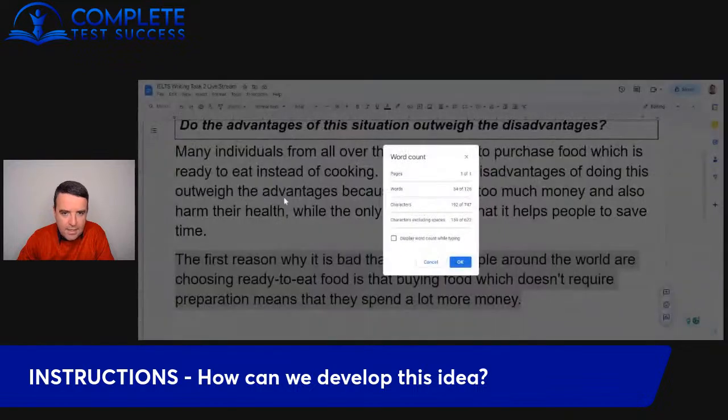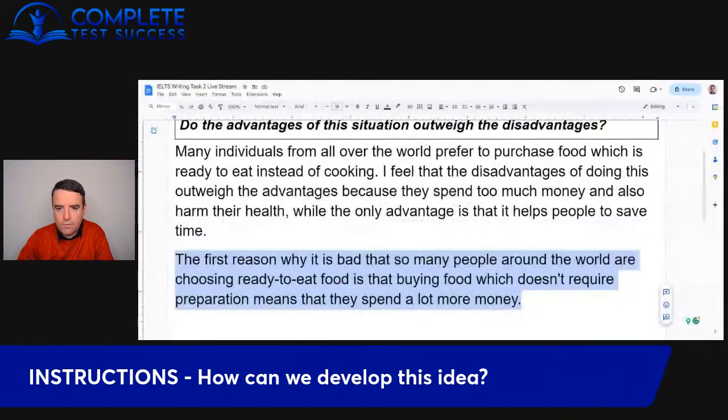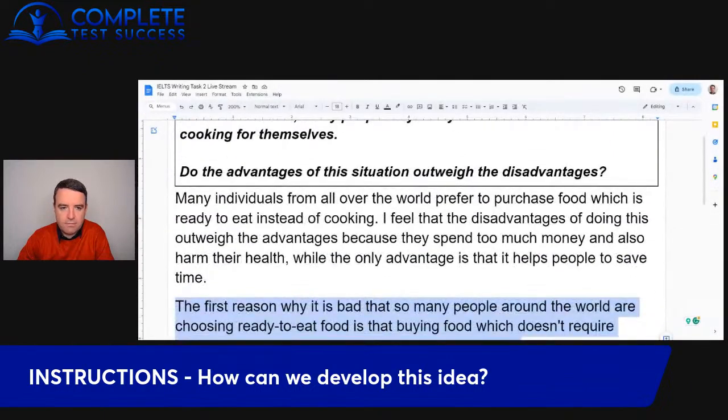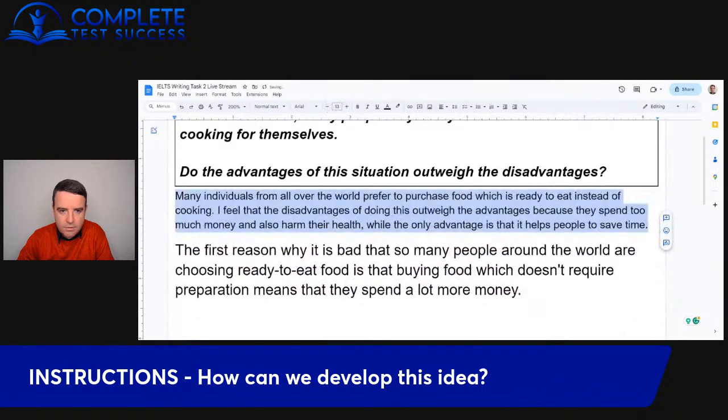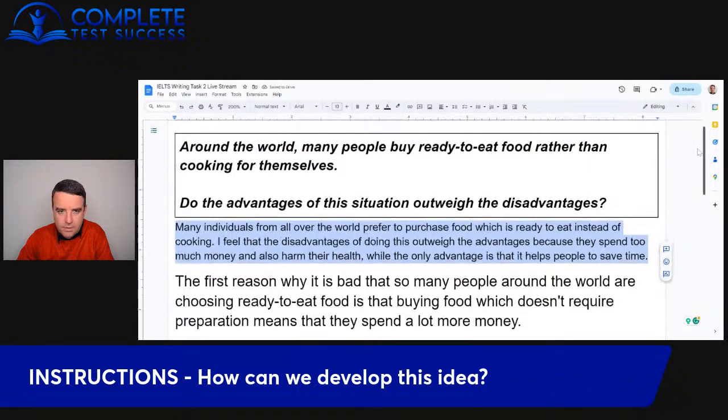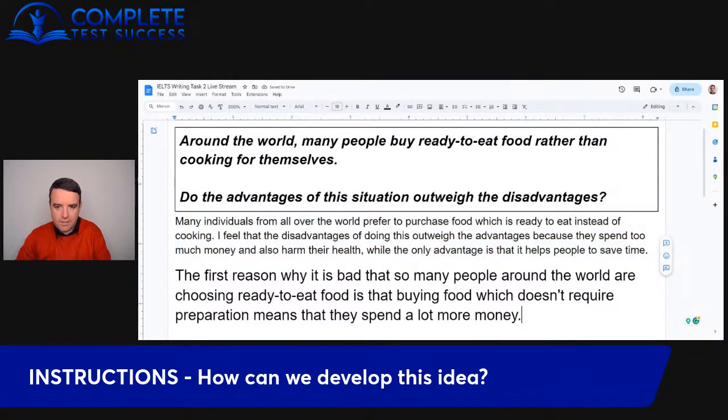Okay, now, like I said, we need about 70 words for this paragraph. At the moment, we have about 34. So we need to develop that idea further. I'm just going to reduce the size of the introduction because it's very important that we continue looking at the question as we're writing this paragraph.